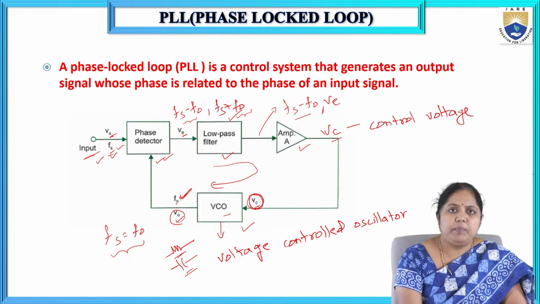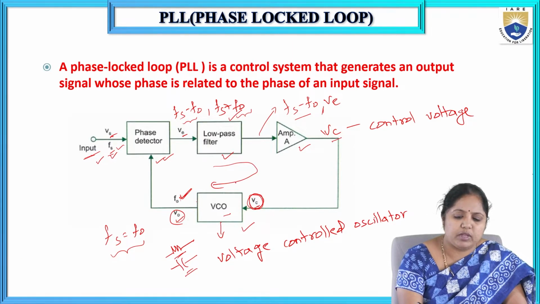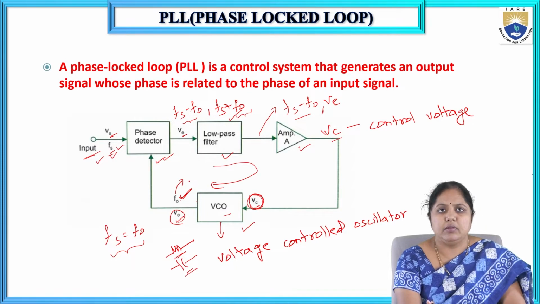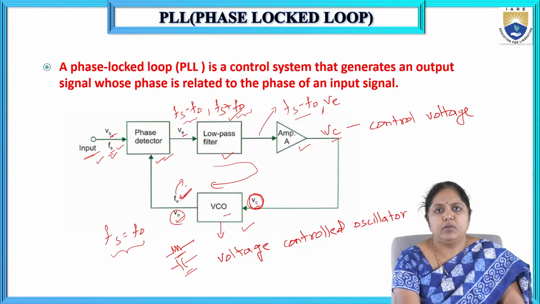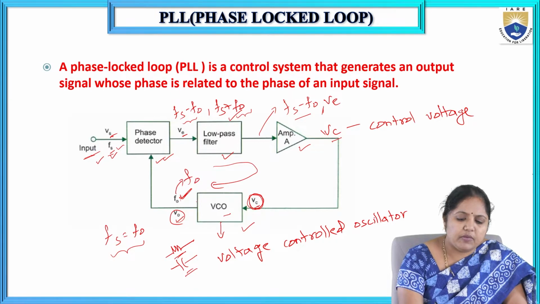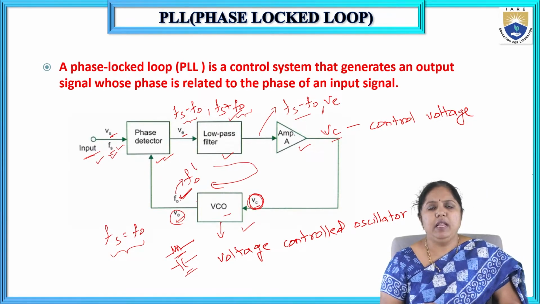Suppose I consider the previous frequency, F naught, as the previous frequency. Now if there is a control voltage Vc present, based on the control voltage Vc value, either the frequency F0 can be increased or decreased, right? Frequency F0 can be increased or decreased. Suppose consider that the Vc value is high. At that time, the VCO will increase the corresponding output signal frequency from F0 to some F0 dash. Like that it will increase.